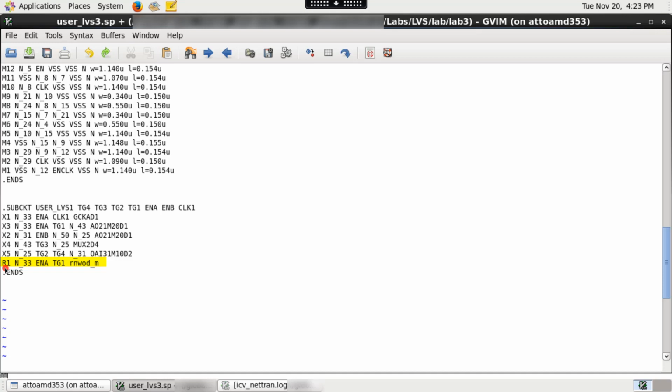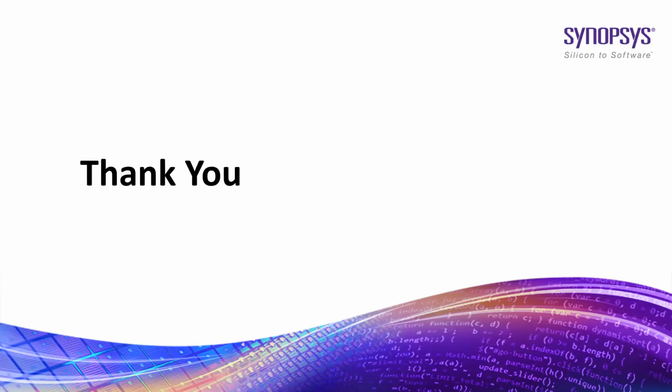Alternatively, instantiate the primitive with a standard SPICE card such as R for resistors or M for MOSFETs as shown. So this is how you fix GNF error during LVS run. Thank you.